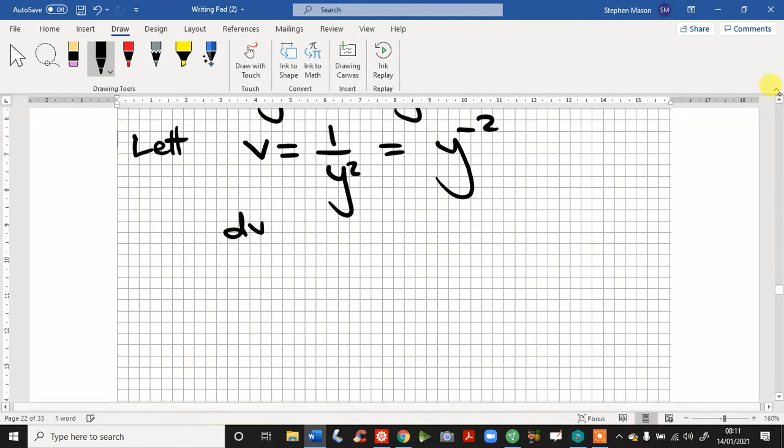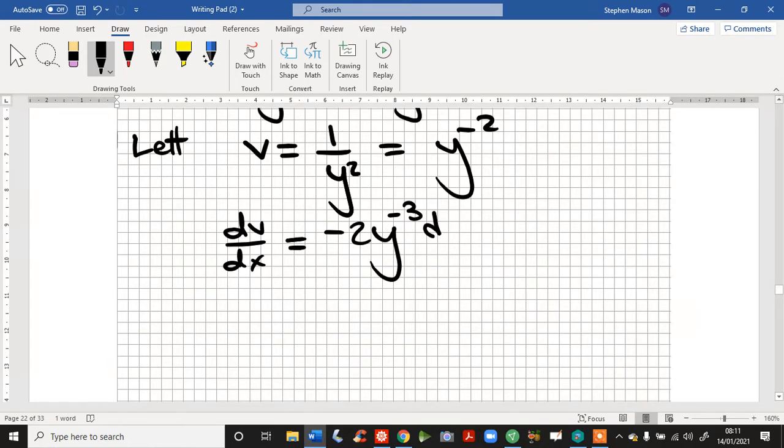Now, if we differentiate both sides of that expression with respect to x, we get dv/dx is equal to, well, the derivative of y to the power minus 2 is simply minus 2 times y to the power minus 3, and then you have to differentiate the y with respect to x, and that is equal to minus 2 over y cubed dy/dx.